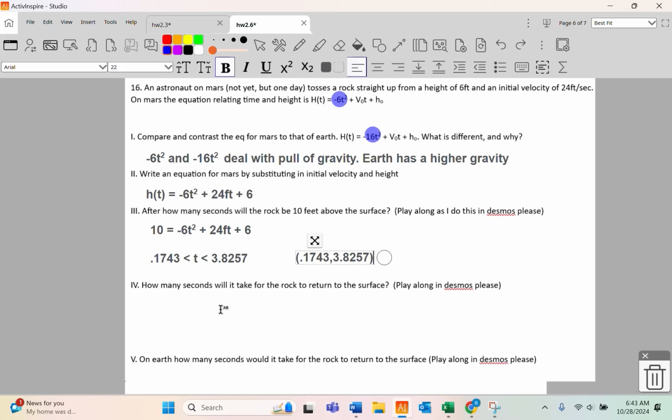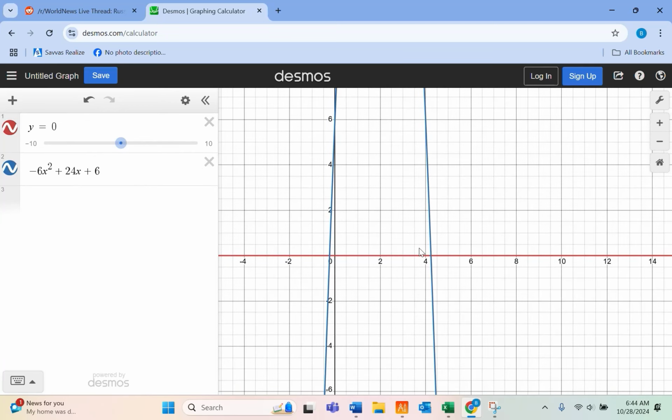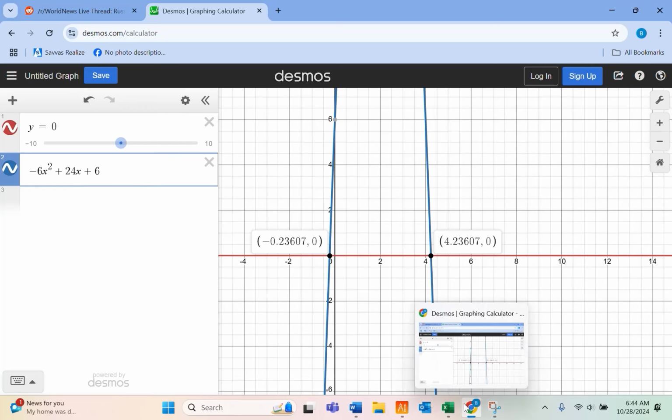How many seconds will it take for the rock to return to the surface? So in Desmos, we're going to replace that 10 with a 0. I have to drag back down to it. I've got two answers. I've got the extraneous answer over here where time is negative, and I have the real answer here, 4.2361.